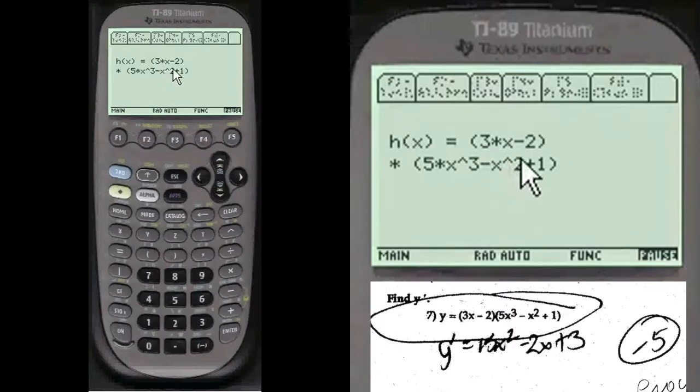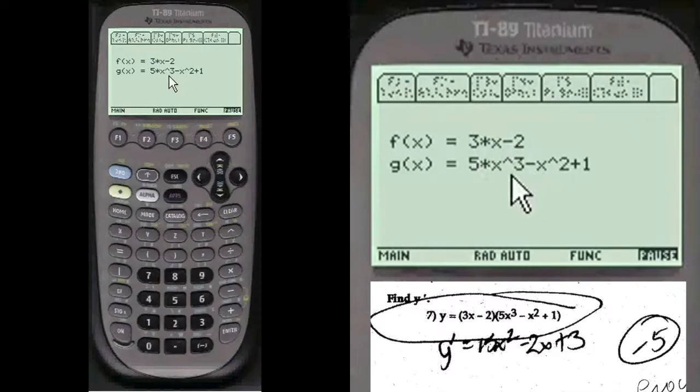I always show you what you've entered. Make sure you entered it correctly. If you didn't, you can change it. I say it's okay. F of x is 3x minus 2. G of x is 5x cubed minus x squared plus 1.